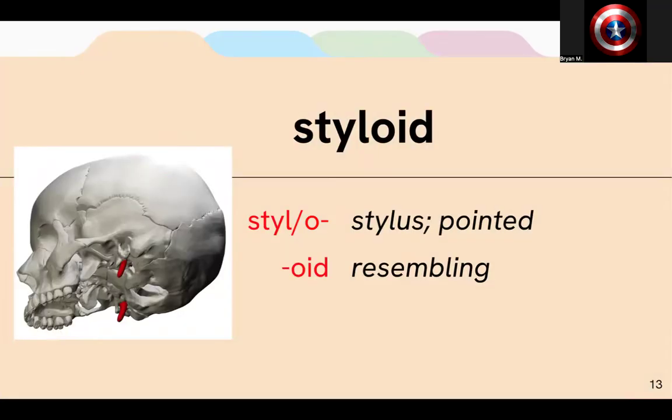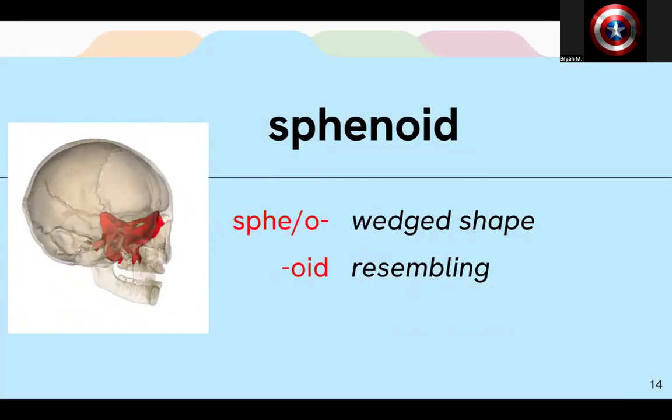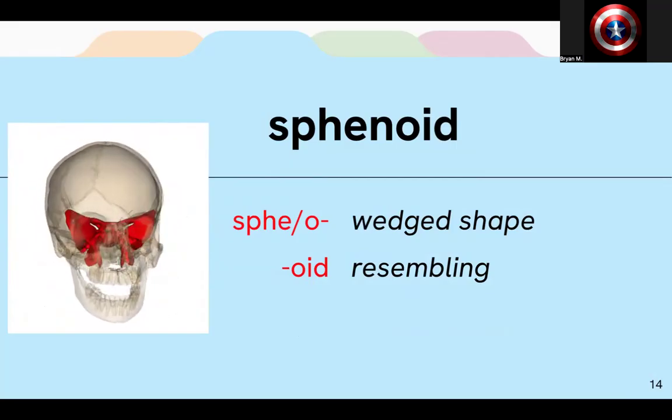Styloid is another bony landmark on the temporal bone, which refers to the slender, needle-like bony projection that extends downward, forward, and slightly medially from the inferior surface of the temporal bone. Style or stylo means pillar, post, column, or styloid shaped, slender and pointed like a stylus or pen, plus suffix oid, which means resembling.